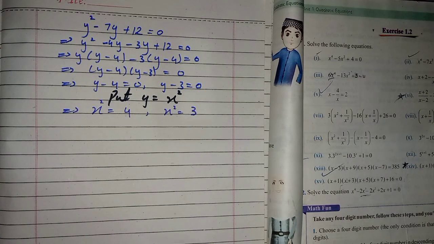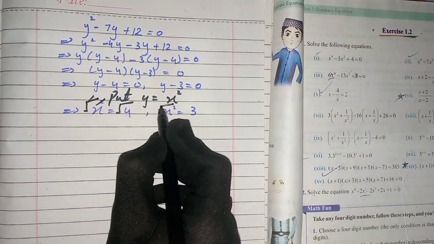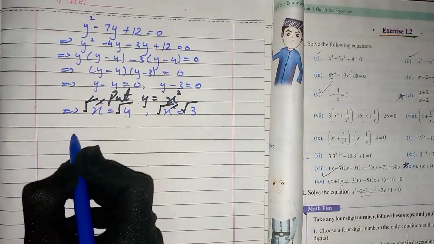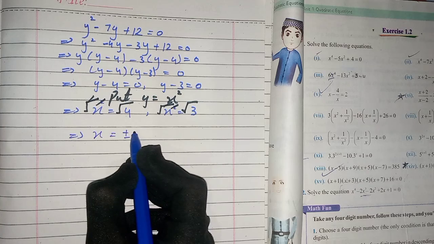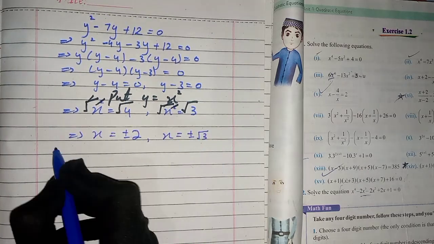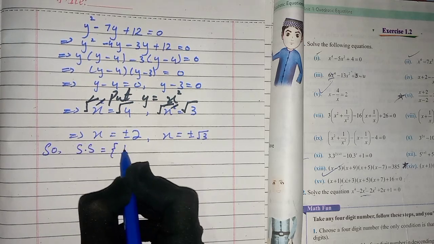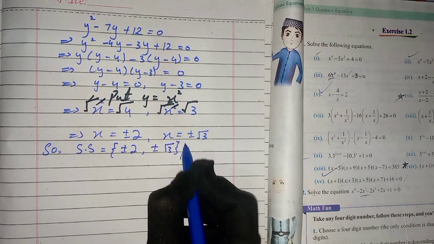Now we take square root on both sides. Square cancels with square root. Here also square cancels with square root. This implies that x is equal to plus minus square root of 4, which is 2, and x is equal to plus minus square root of 3. So the solution set is plus minus 2 and plus minus square root of 3.